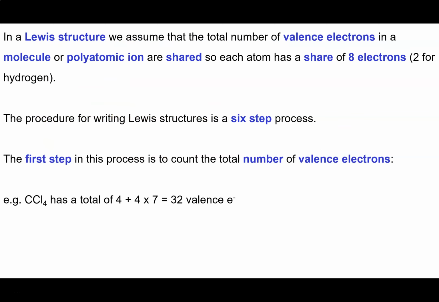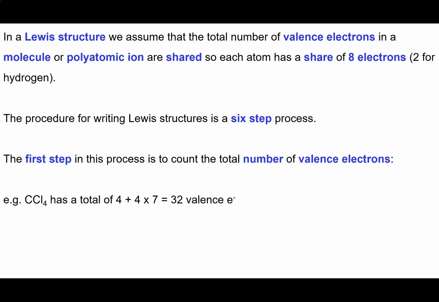So in a Lewis structure, what we assume is that the total number of valence electrons in a molecule or a polyatomic ion are going to be shared so that every atom has a share of 8 electrons, that is, that it has a noble gas configuration. The only exception to this is that hydrogen is happy if it has a share of 2 electrons so that it looks like its nearest noble gas, helium.